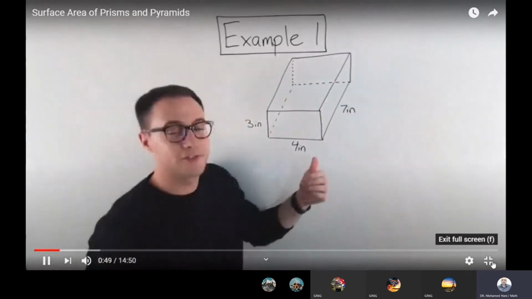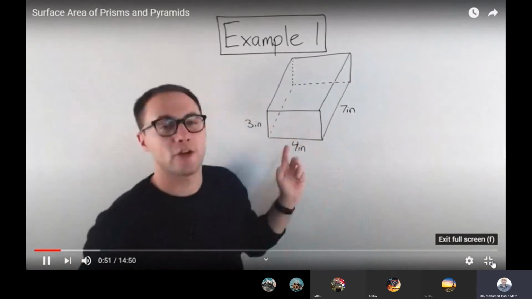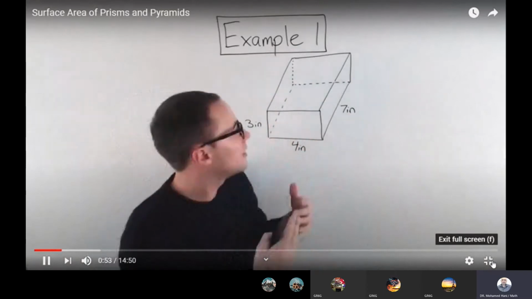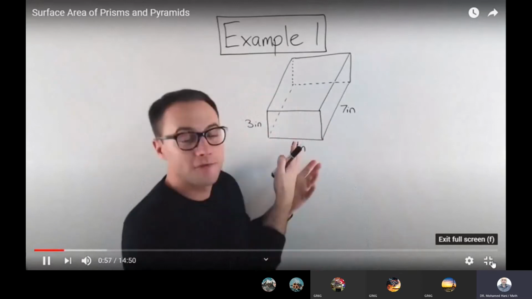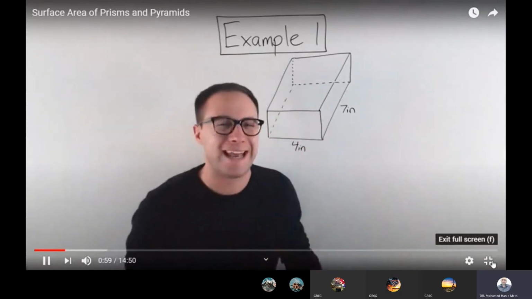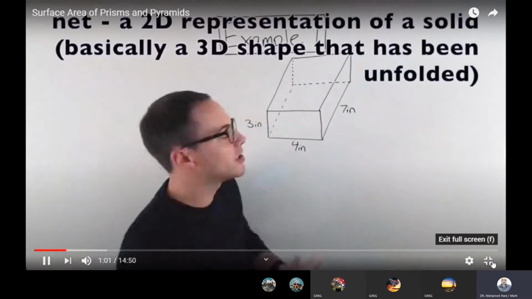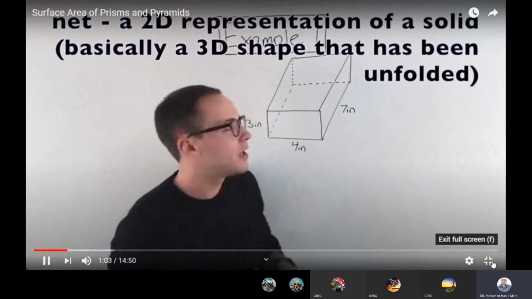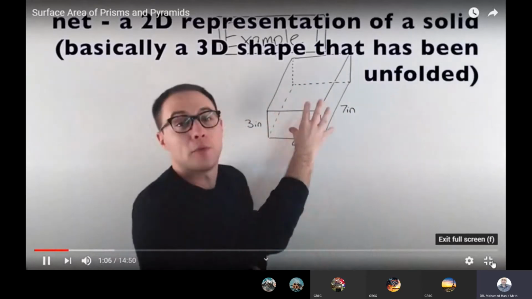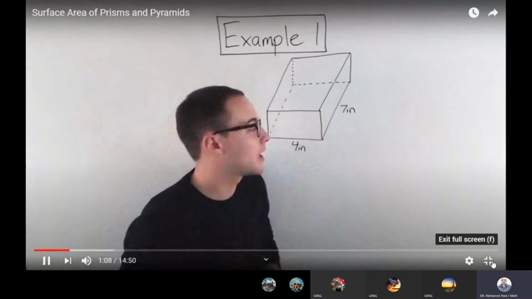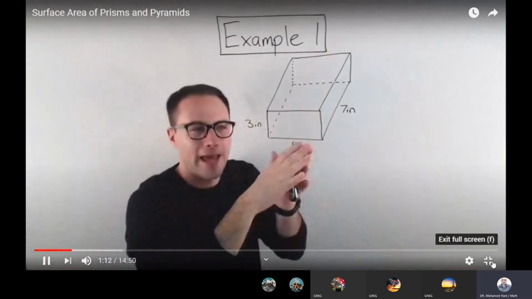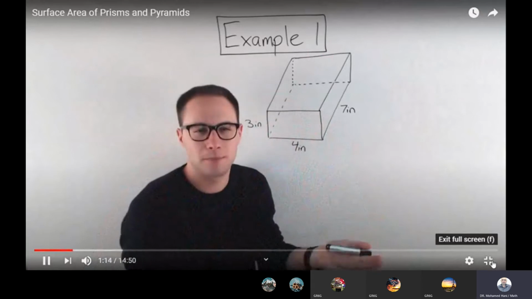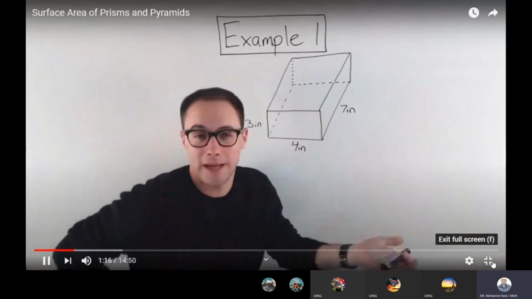Example 1. Let's find the surface area of this rectangular prism. To start off, I'm going to show you how to find the surface area of this prism using a net. And a net is just a two-dimensional representation of a 3D solid. That's all it is. So basically you can think of it as we're going to cut this and unfold it. That's basically what you're doing to make a net.